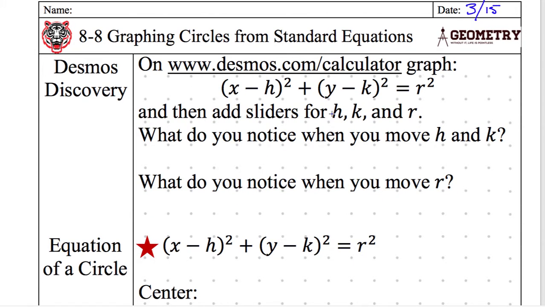So we already did this. This was our warm-up. Does anyone have something that they'd like to share for what you noticed when you moved H and K with a quiet raised hand?